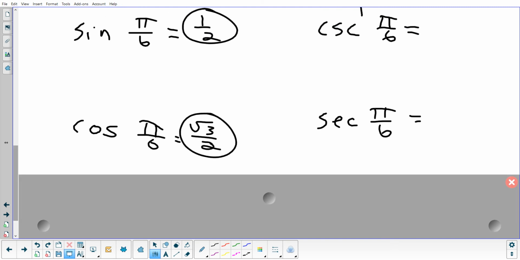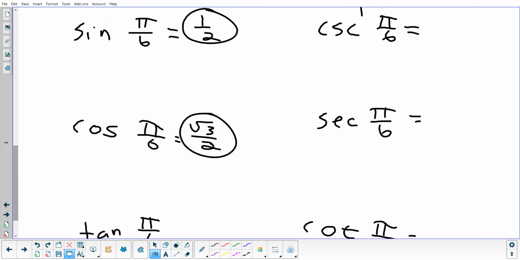Justice, how do I get my tangent? Just how do I get it? You don't have to tell me any of these numbers. What's the formula for tangent? Y over x. So just imagine putting a division sign right there. You're going to divide those two fractions.